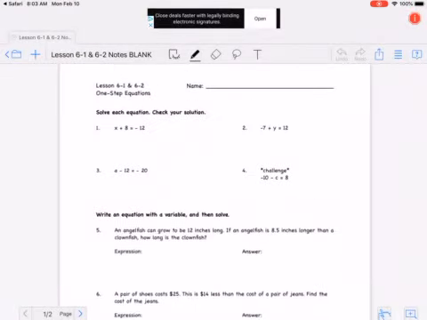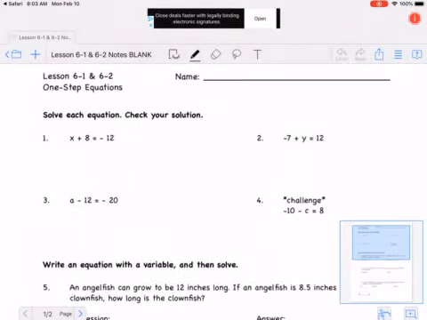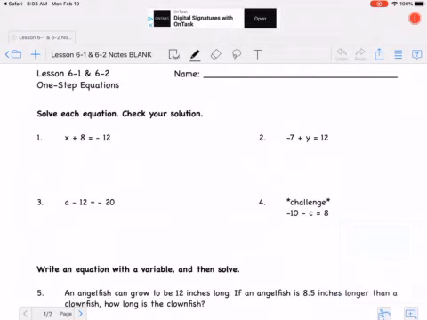Alright, so today we have one-step equations from lessons 6.1 and 6.2. So this should be a little bit of review, so hopefully this makes sense to you. So the first part says solve each equation and then check your solution.